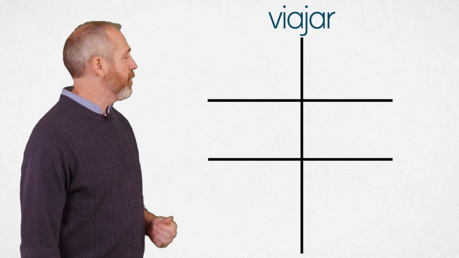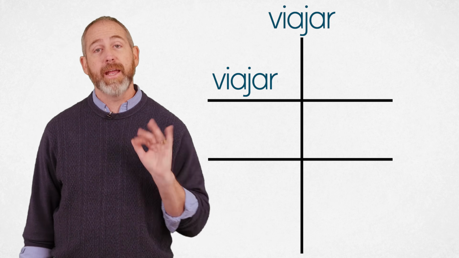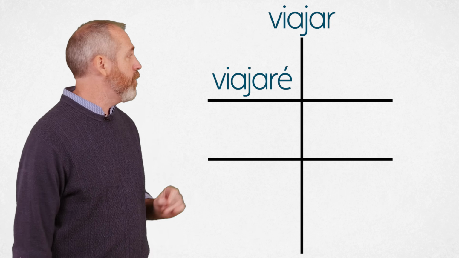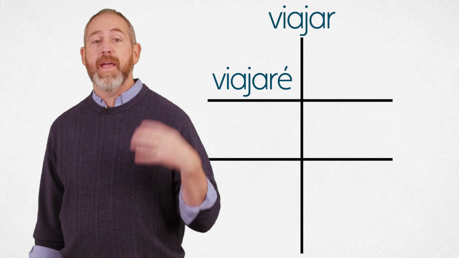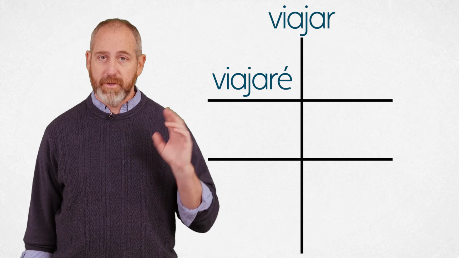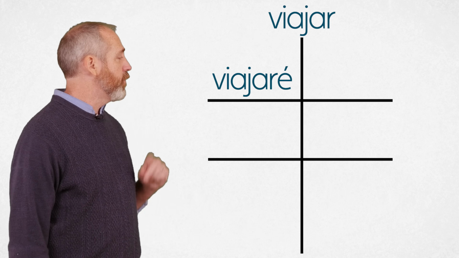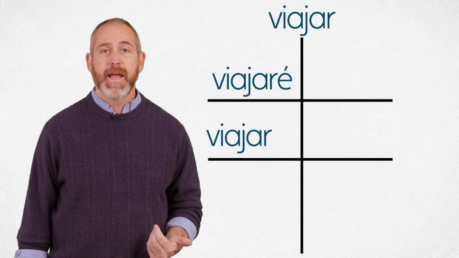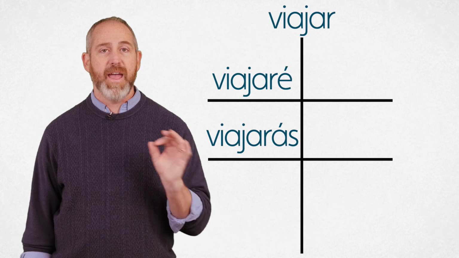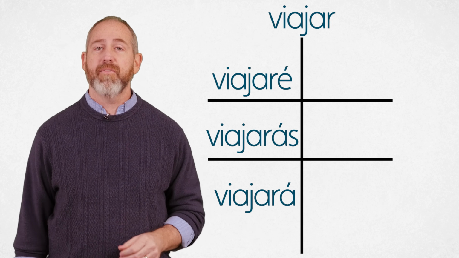Okay, so let's go ahead. We'll put viajar in the yo box up there in the top left, unchanged. AR is still there. Now let's just stick that ending on there, the E with the accent. So now we have viajaré. Now you can probably do the rest on your own, but let's put them up there just in case. So for the tú form, we're going to put viajar, and we're going to put -ás on there. So viajarás. Bottom left, we're going to put the A with the accent, viajará.